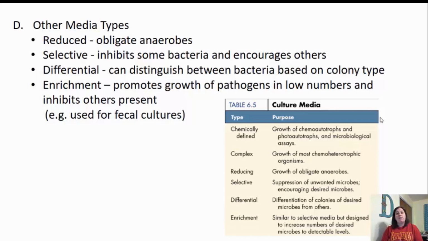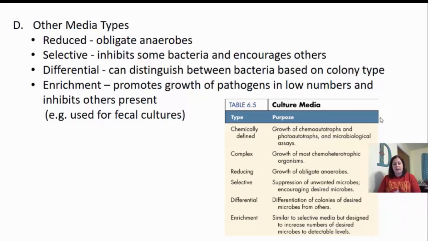This is really important for fecal cultures because you have a lot of bacteria in your intestines that actually helps you. It's beneficial to have there. We don't want that to grow and not allow the pathogen to grow if we're trying to figure out what is making you sick. So with that, we want to make sure that it's an enriched type of media that allows the pathogens to grow and not the good bacteria that you already have in your digestive system. All right, and so you can see the purposes behind each of these types of culture media listed here.